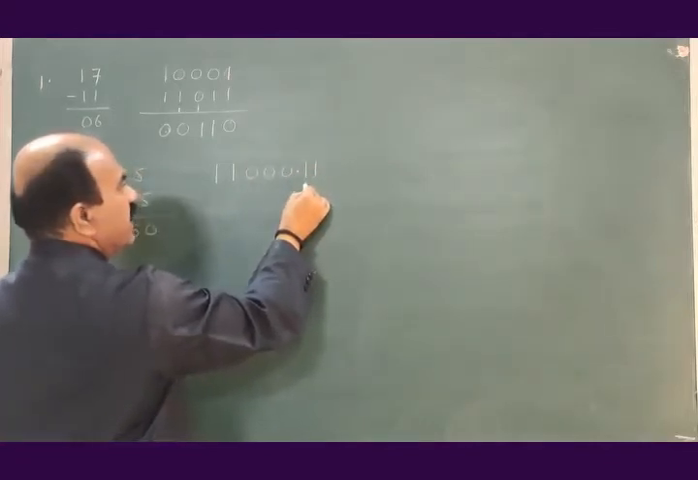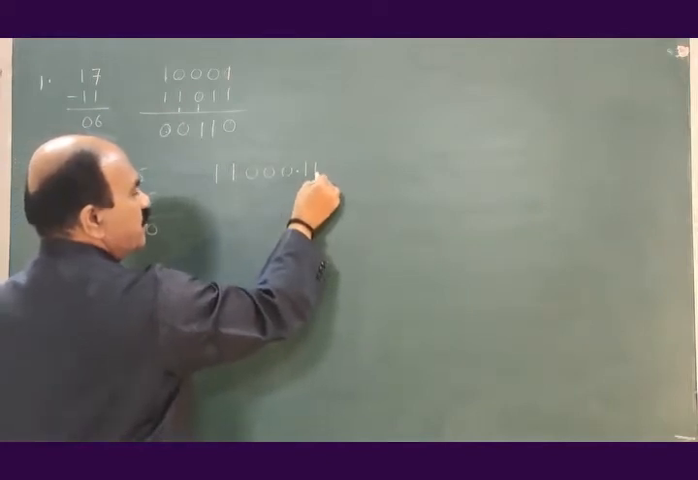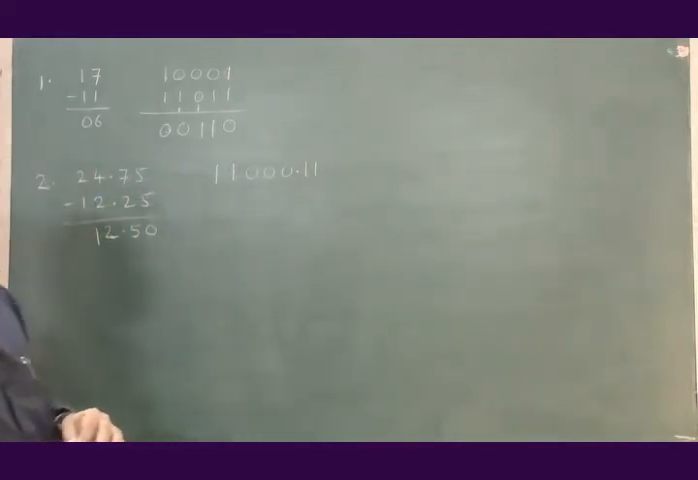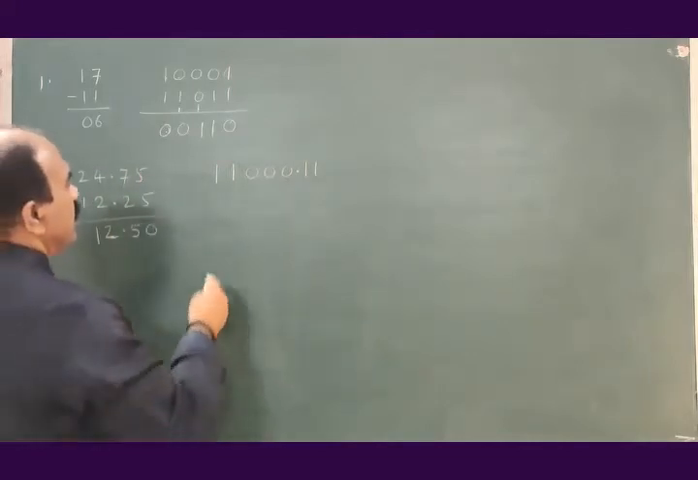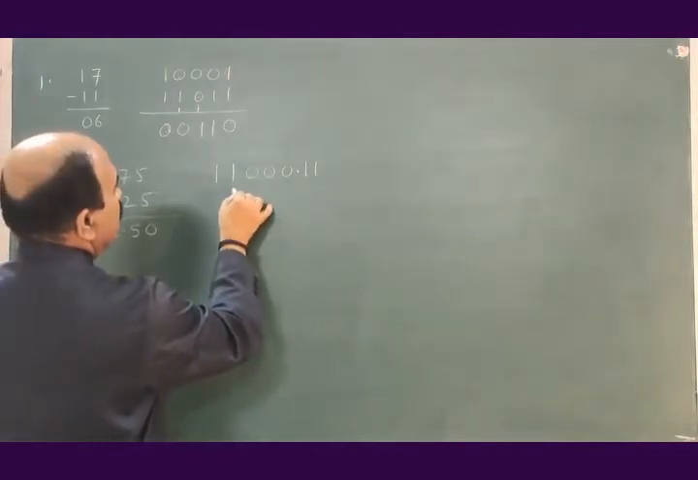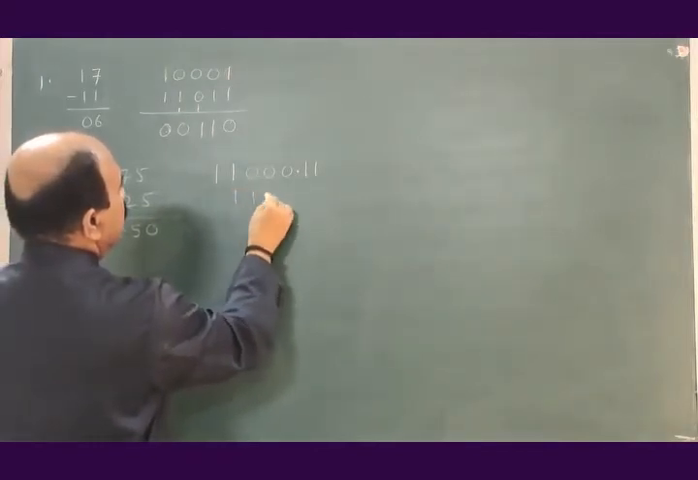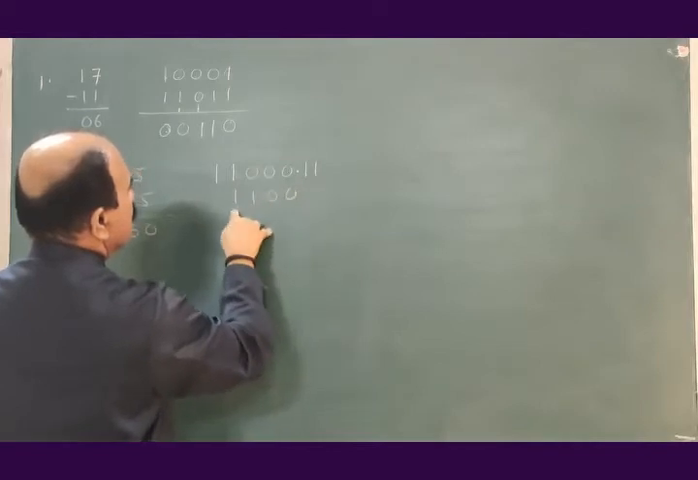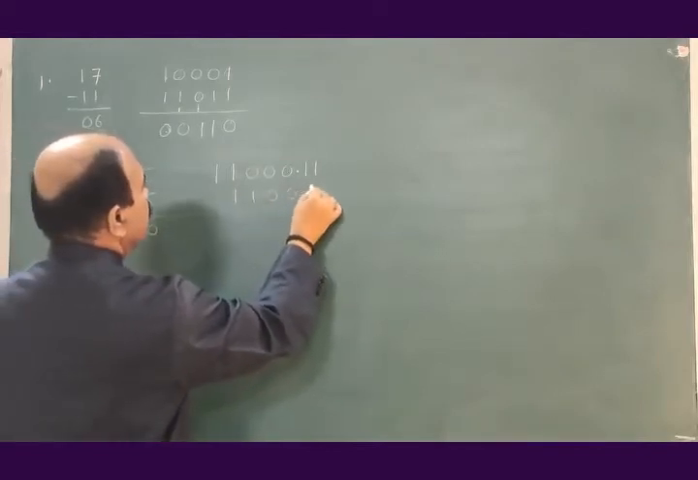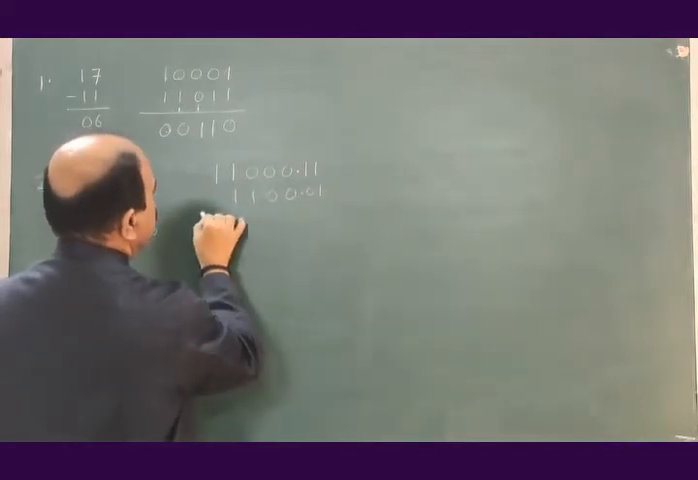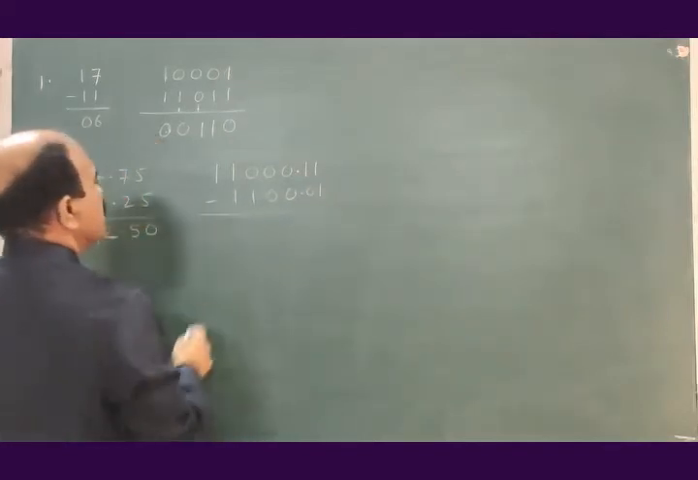2 to the power minus 1, 1 by 2. 2 to the power minus 2, 1 by 4. 1 by 2 is 0.5. 1 by 4 is 0.25. 0.5 plus 0.25, that will be 0.75. Here 12. For 12, what I have to write? 1, 1, 0, 0. This is 8, this is 4. 8 plus 4, 12.25.